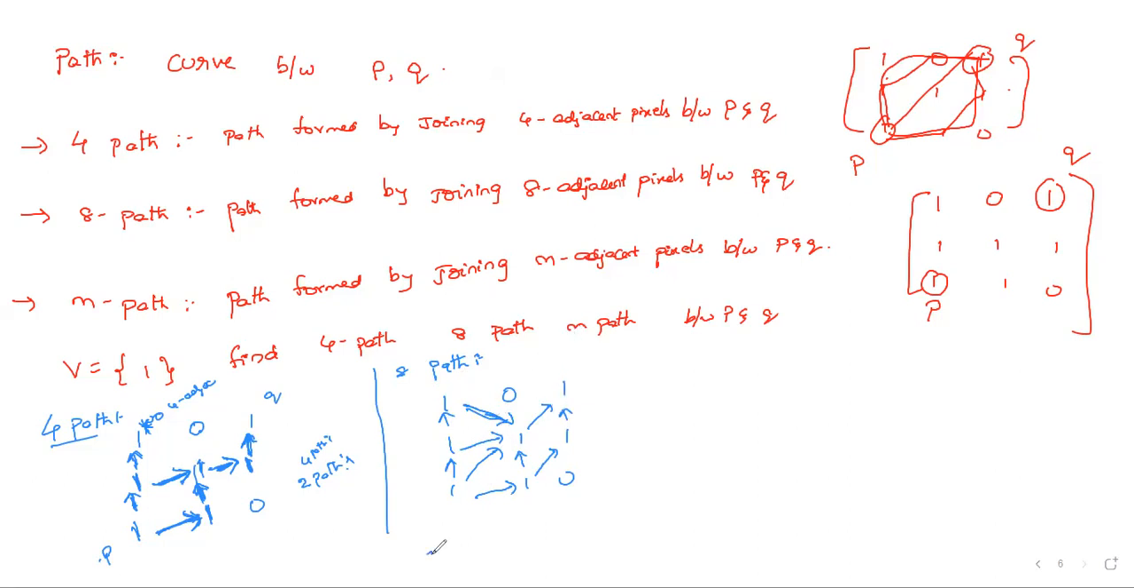Out of these, shortest is shortest path. See, this is one way. This is one way. Out of these, shortest is represented with red color, because only 2 pixels are connected. Red color is shortest path. Okay.